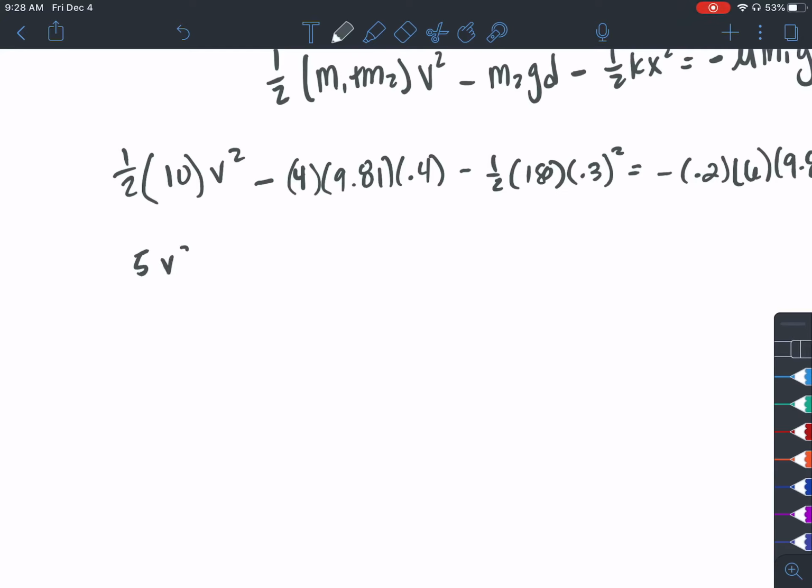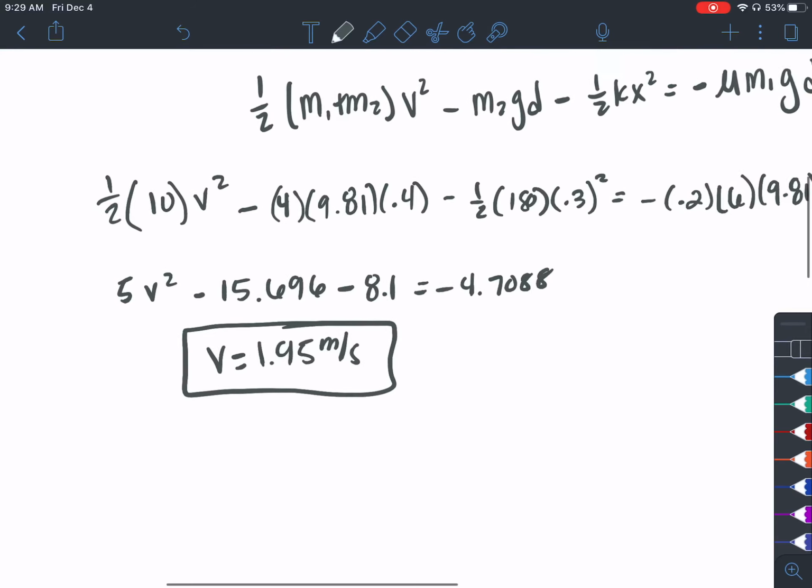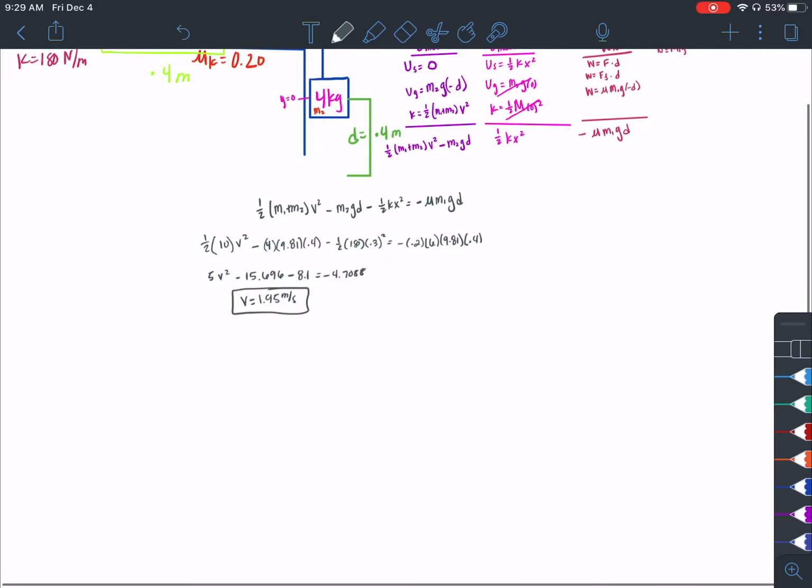We're going to get 5v squared minus 15.696 minus 8.1 equals negative 4.7088. We solve this all out and we get that our velocity is 1.95 meters per second. So that is just solving the problem out the first way through.